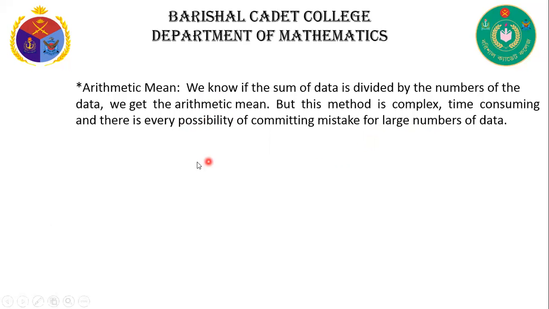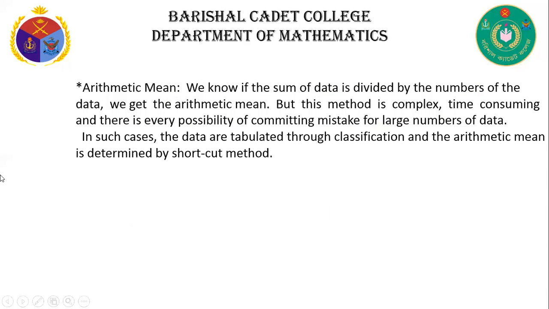So arithmetic mean means the sum of the data divided by the number of the data. But this method is complex and time consuming. That's why there is every possibility of committing mistakes for a large number of data. In such a case, the data are tabulated through classification and the arithmetic mean is determined by the shortcut method. When we face this problem, then we use the shortcut method.